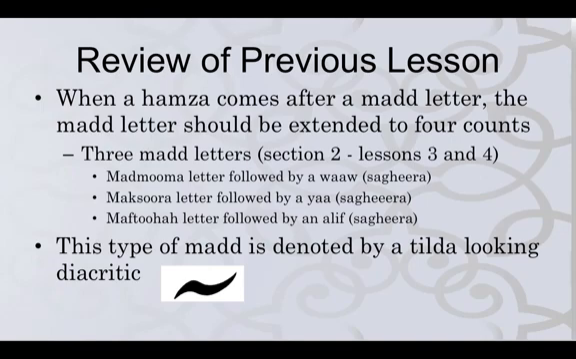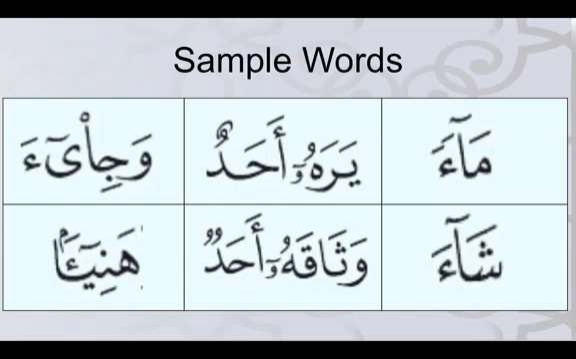If you want, you can go back to watch section 2, lesson 3 and 4. And this type of mud is denoted by a tilde-looking diacritic, and this is the tilde-looking diacritic that it's denoted by in the Quran. This is slightly bolder and larger. I zoomed in for your ease. This is what the mud looks like. So let's get into some of the examples, some sample words that we discussed for mud. I will quickly spell these out and pronounce these out. I won't go into details. If you want, you can watch the previous lesson, which is section 2, lesson 6.